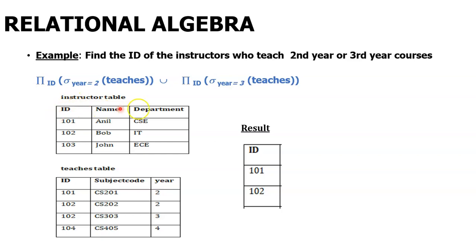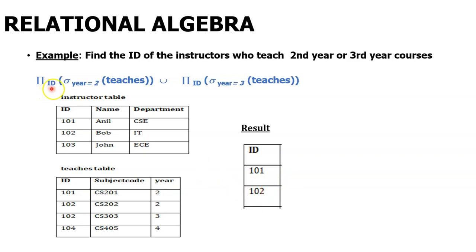For example, here find the ID of instructors who teach second year or third year courses. So I want to display the second year or third year persons. From the teachers table, 101 is teaching second year, 102 is teaching second year, and 102 is teaching third year. So the duplicates have been removed. When I take second year, 101 and 102 are coming. When I take third year also, 102 is coming. On these two results, I will perform this union. So 101 will display and 102 will get displayed.